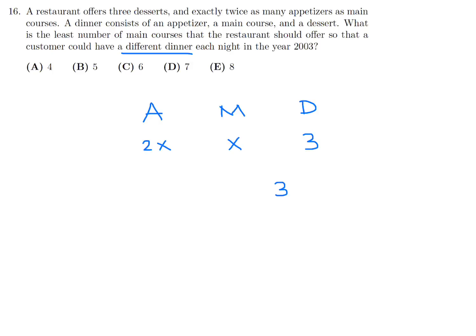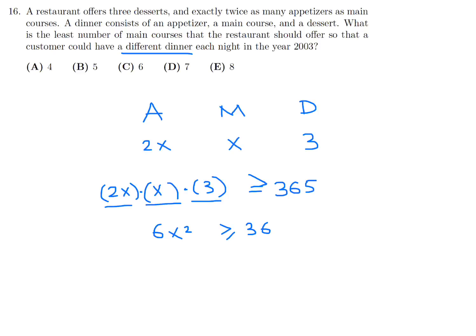So in a year, you've got 365 nights, 365 days. And for appetizer, you've got 2X. For main course, you've got X. And for dessert, you've got 3. And you multiply them, right? And that has to be greater than or equal to 365. So this becomes what? 6x squared is greater than or equal to 365.